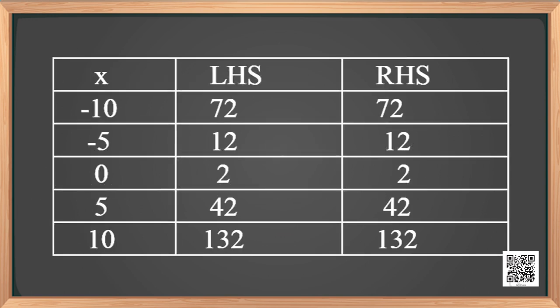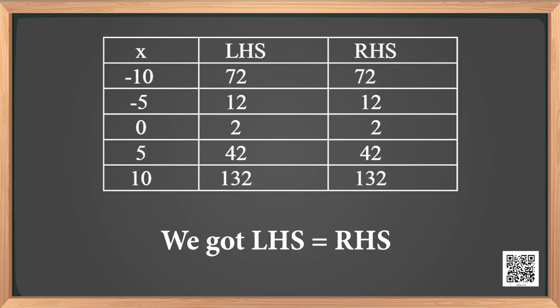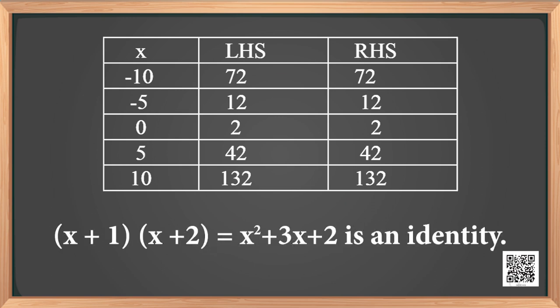Did you observe that for the above values of x, we got LHS is equal to RHS? Similarly, we can find for any value of x, LHS is equal to RHS. Such an equality which is true for every value of the variable in it is called an identity. Thus, x plus 1 times x plus 2 is equal to x square plus 3x plus 2 is an identity.